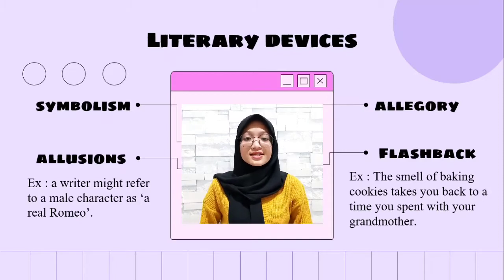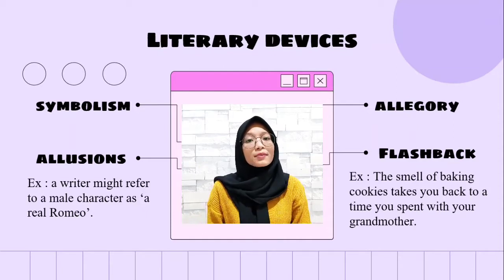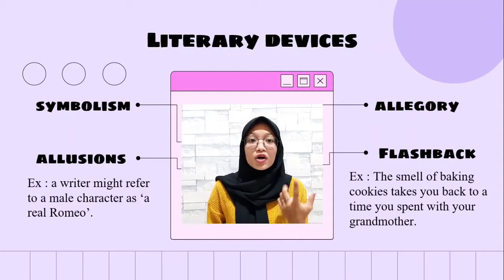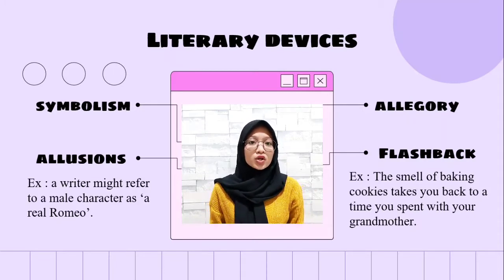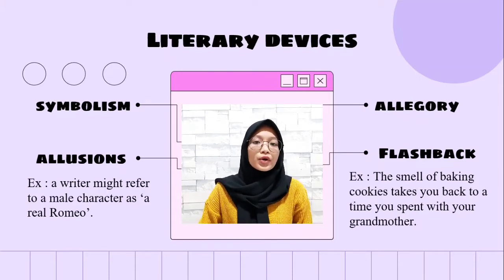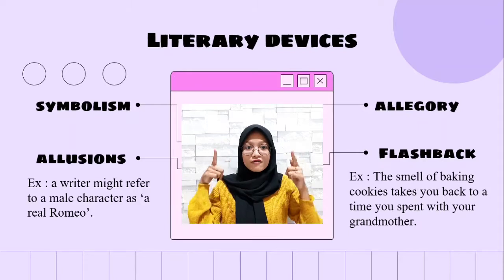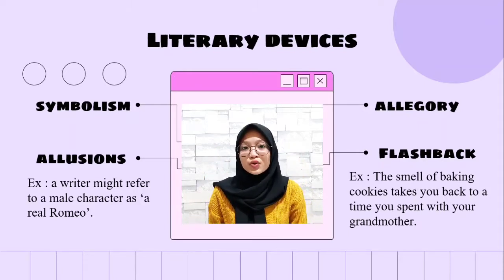The third is allusion. Allusion is when a text references another external text, or maybe a person, place, or event. It can be either explicit or implicit. Allusion makes reference to well-known characters, places, or events that immediately create meaning in the mind of the reader. For example, a writer might refer to a male character as a real Romeo.